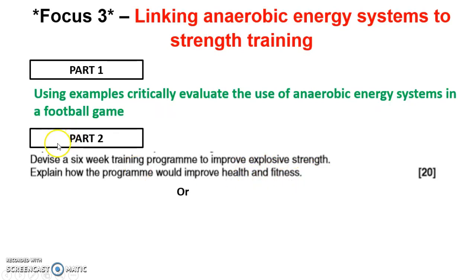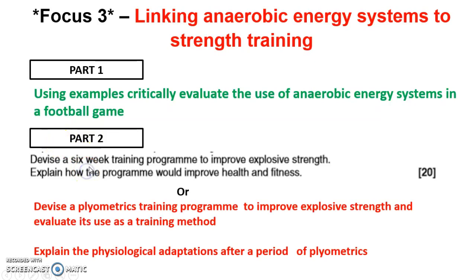The other part 2, so bearing in mind we're linking to the strength training, could be just specifically asking you to devise a plyometrics training program to improve explosive strength and evaluate its use as a training method. Then it might ask you to explain the physiological adaptations after a period of plyometrics. So this is the way it could be set up. Part 1 coming from part 1 of the specification, part 2 coming from the second component within training. So that is the type of thing you could get. The difference between these, we'll have a look at later, is the fact that this one asks about explosive strength training program, therefore we have to talk about weight training and plyometrics, whereas this one is just asking about plyometrics as a training program on its own.